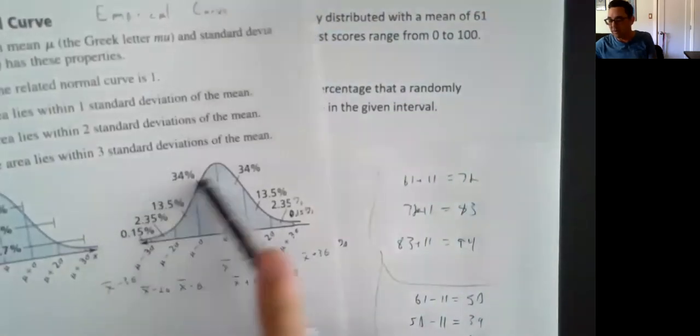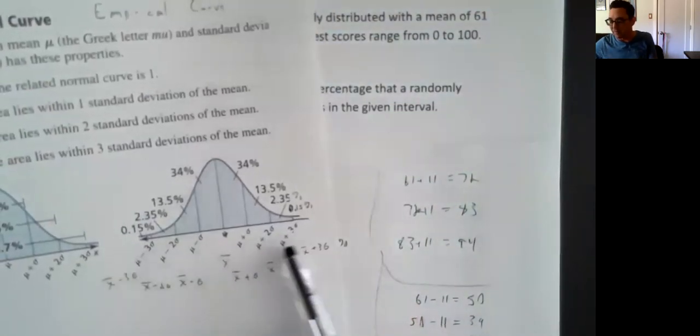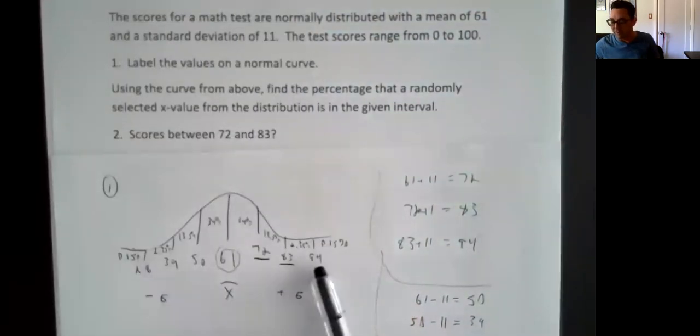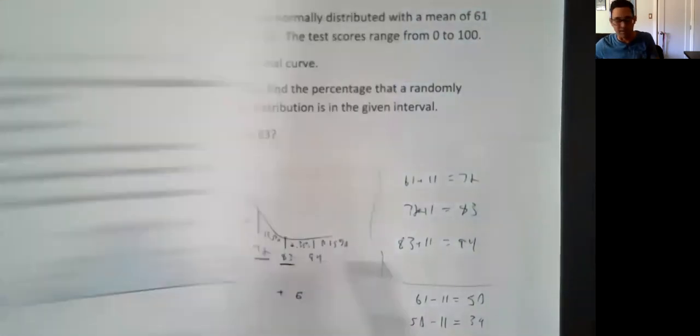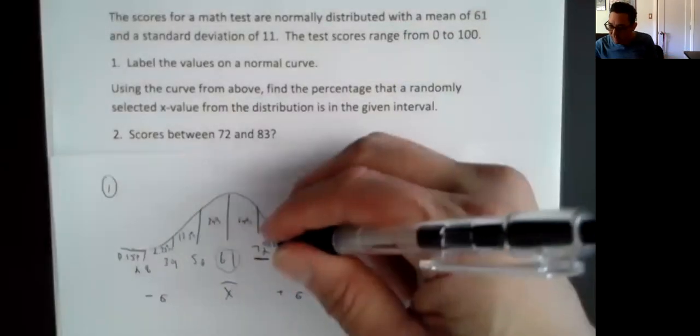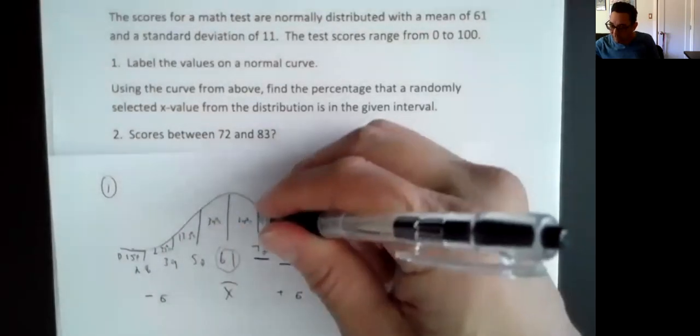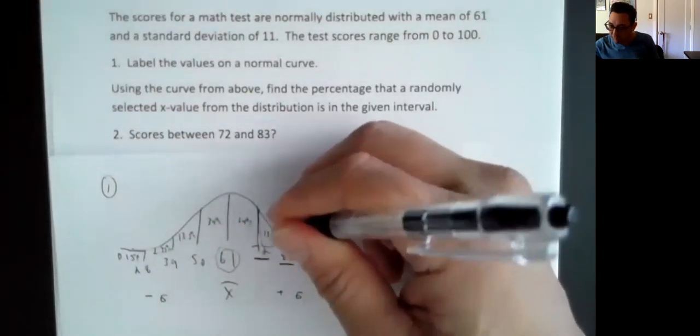I'm just copying the same percents from here. The only difference is now, instead of these abstract numbers, I actually know the exact numbers. And the scores between 72 and 83 is this bar right here. And what percentage is in that bar?